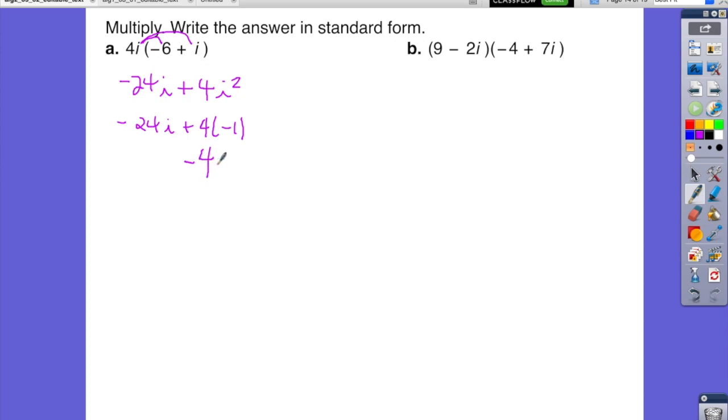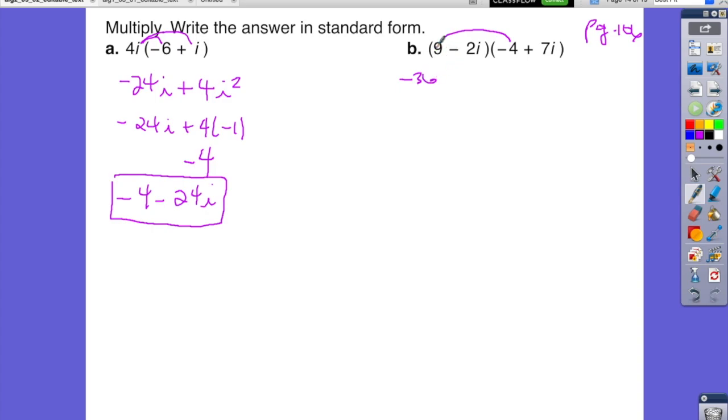But you have to write it in the right format. So what goes first? Negative 4 minus 24i. Okay, B, distributing. So if you want to follow along, I'm on page 106 in your textbook. Okay, first, 9 times negative 4.